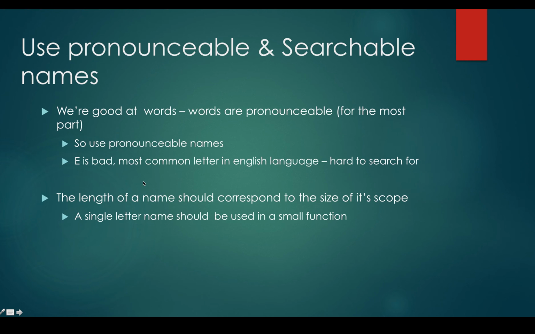In general, the length of the name should correspond to the size of its scope. We can get away with single letters if they're used in a small function. We can get away with single letters when we use them with for loops, because that is a very standard practice: for i equals 0, for j equals 0, for k equals 0. But as the function gets larger, it takes more time to understand what that function is doing. If the variables aren't descriptive, if they don't show us the intention behind their use, it takes more time to understand what their purpose is in the scope of that function.